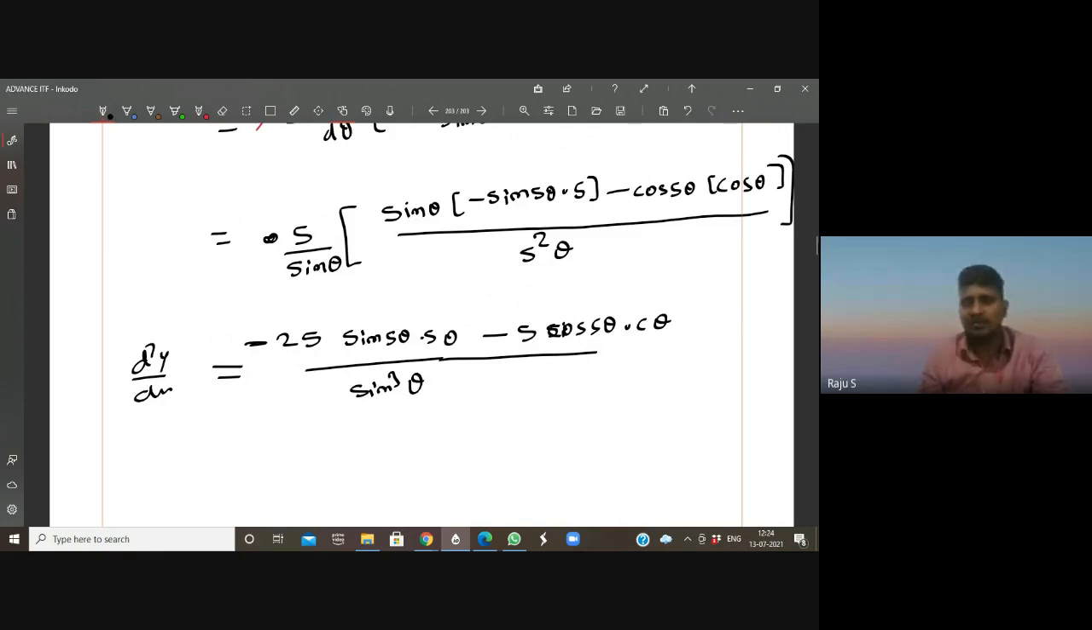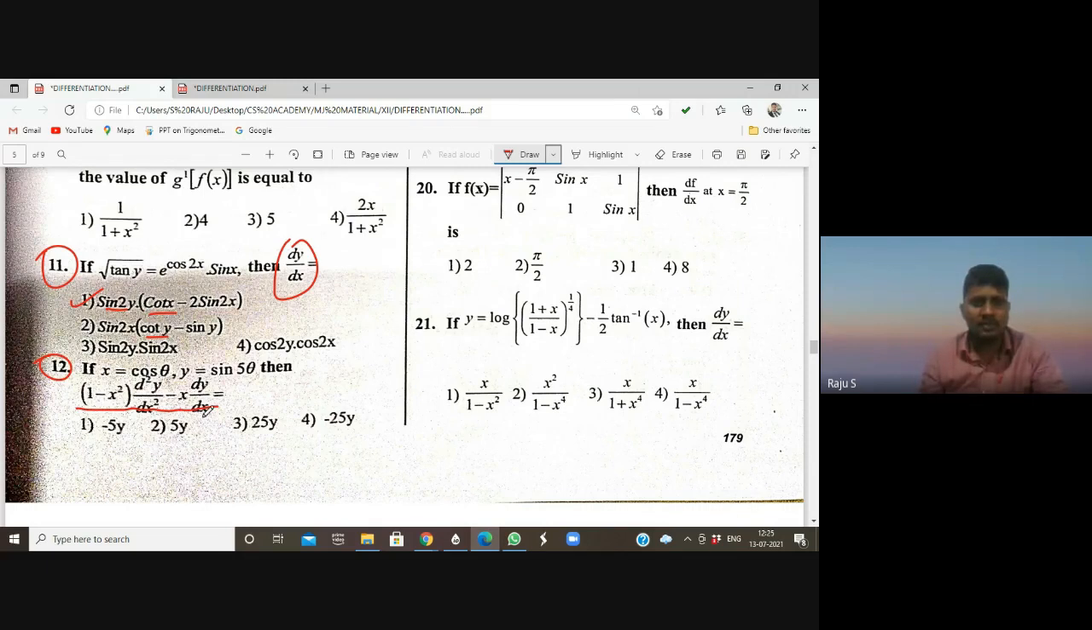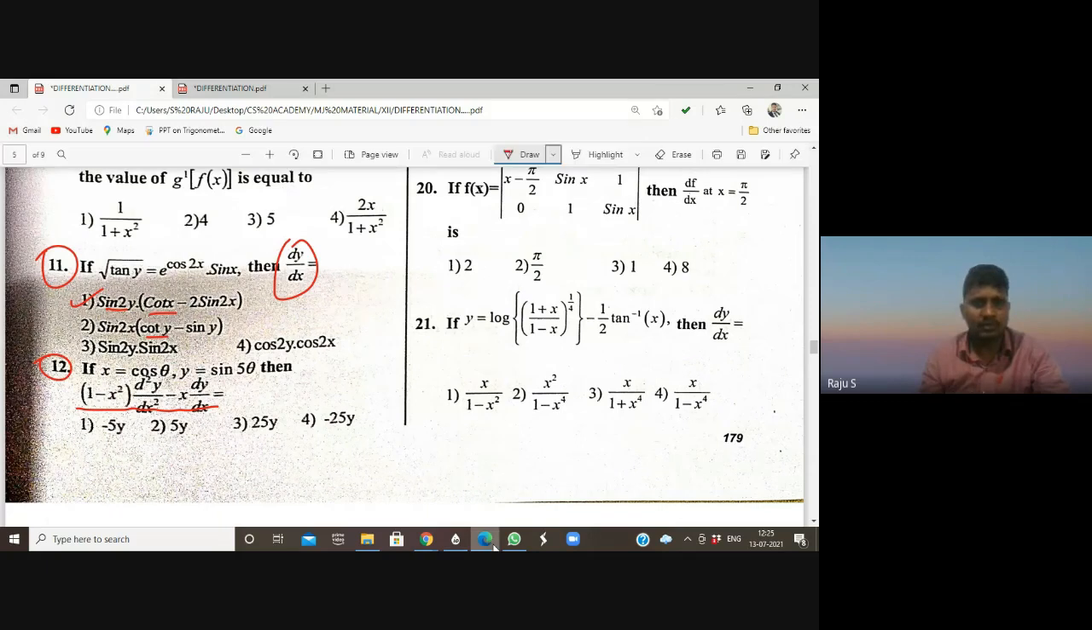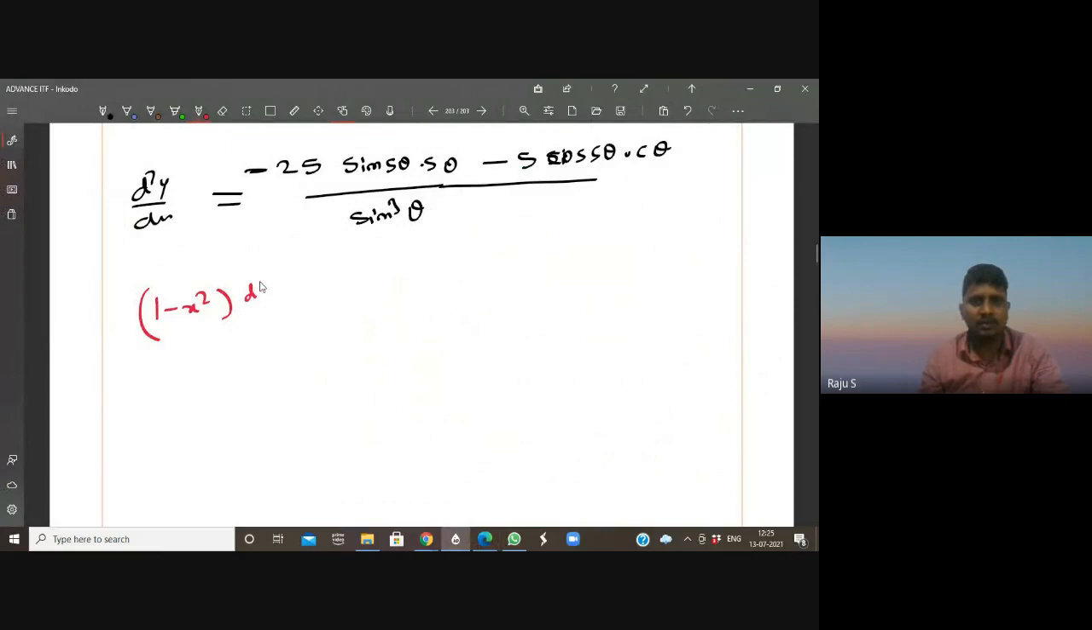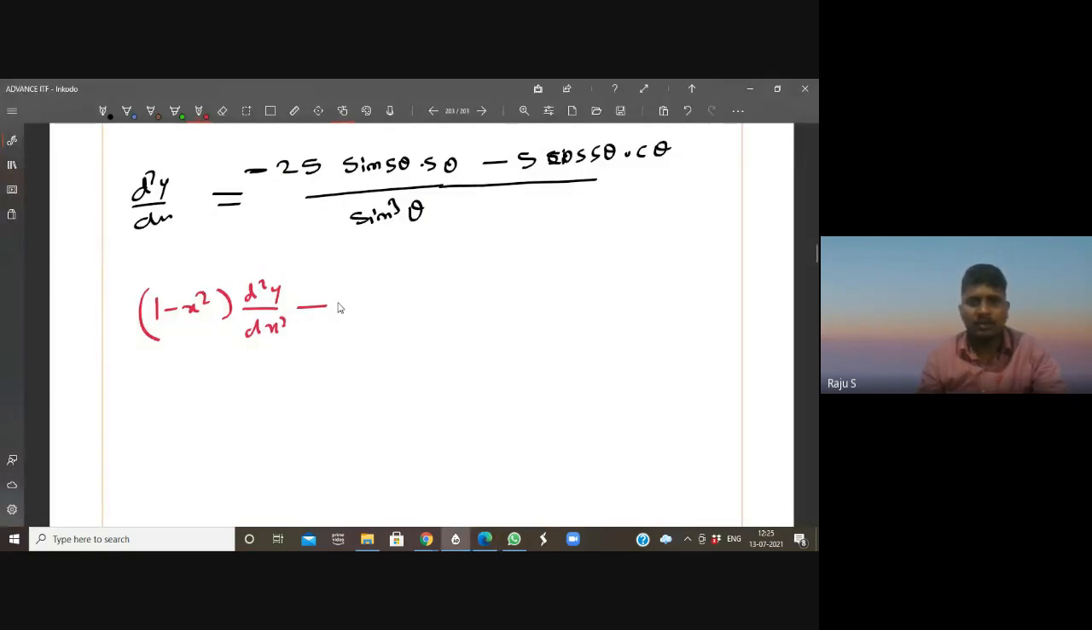After that, substitute all the values in the given LHS. Take this as LHS: 1 minus x square, d square y by dx square, minus x into dy by dx. So x is nothing but you have to replace the x value.